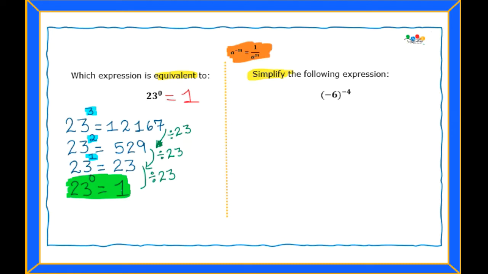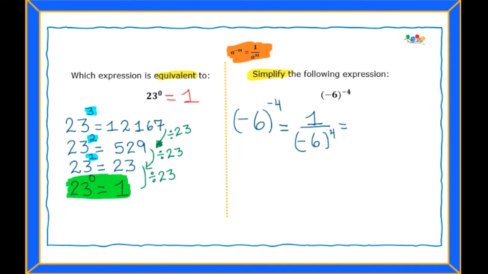So I'm going to rewrite my expression. Don't forget that it has parentheses. So I need to write it as a fraction. The numerator is a 1. The denominator is exactly what's inside the parentheses. The only thing that I'm going to change is that exponent. It becomes a positive exponent.